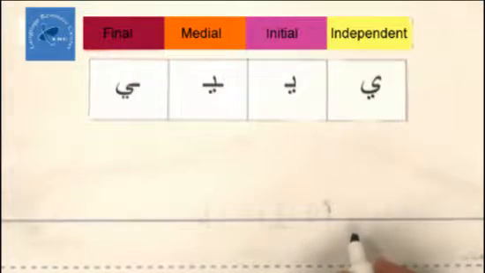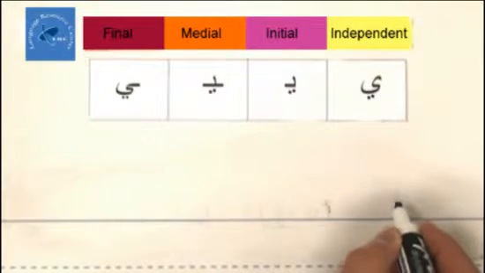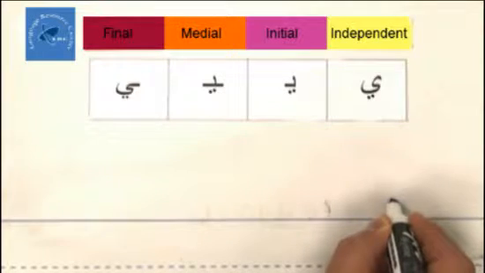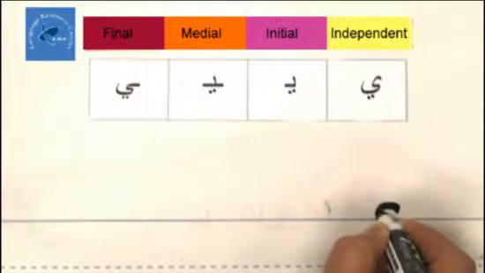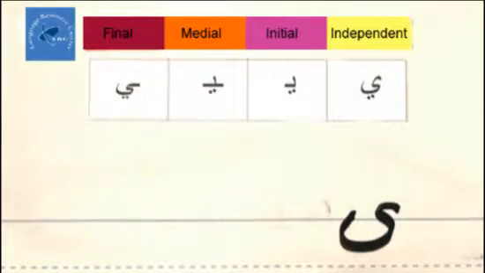E, independent, is written like this. It looks like a goose. You start right here on the line. You go right, down, and up. And E has 2 dots under it. So this is E in its independent format.